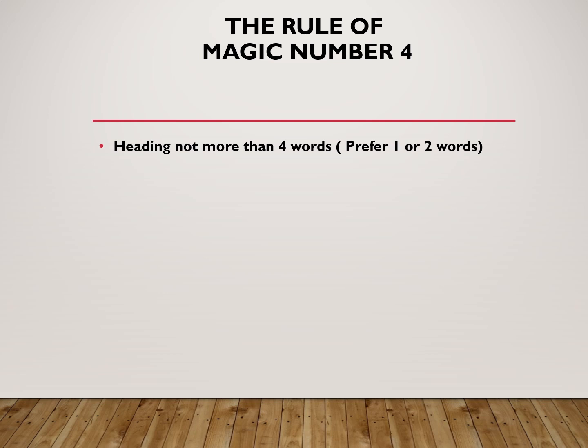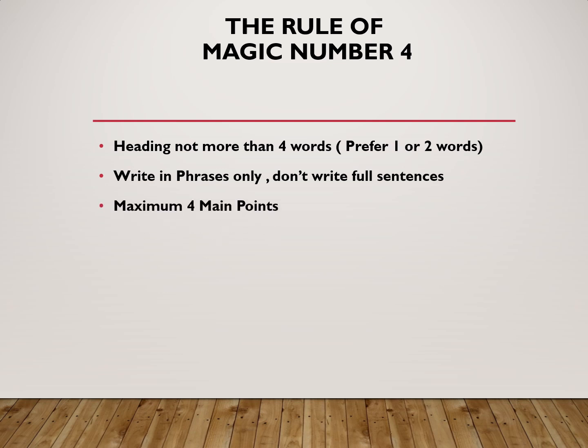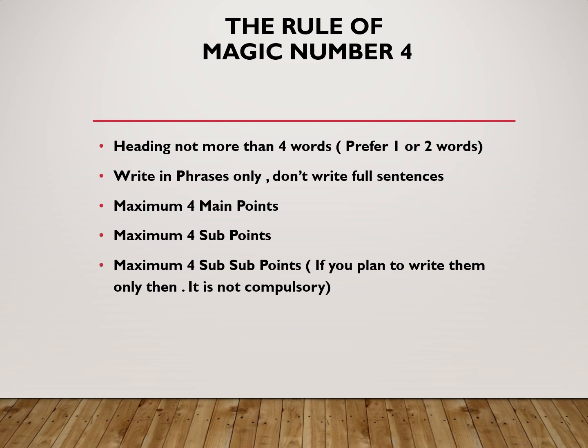words. And if you really ask me, I would prefer 1 or 2 words. So we can say let the heading be maximum 4 words. When it comes to writing down the notes, we have to write down in phrases and not in full sentences. Again, maximum number of main points should be 4. The maximum number of subpoints should be 4, and maximum 4 sub-subpoints.